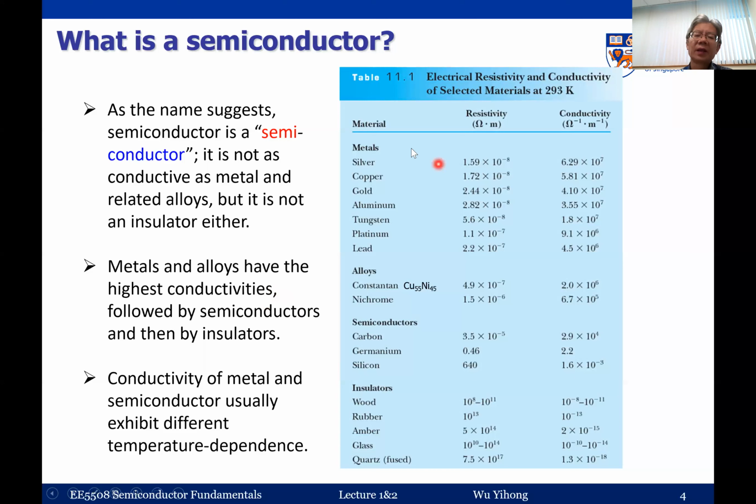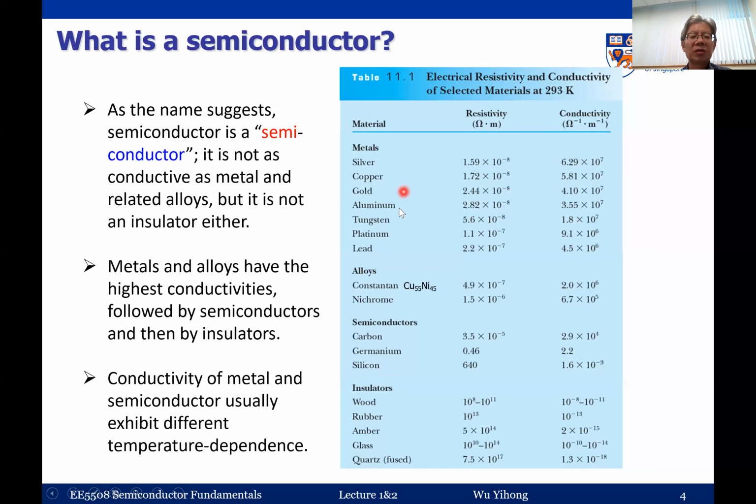If you look at the typical resistivity or conductivity of a selected group of materials, as you can see here, for metal, we have silver, copper, gold, and aluminum. These are very good conductors. If you look at resistivity, it's very low, and the conductivity is very high. And then we have other metals which are conductors as well, but definitely not as conductive as this group of materials. We'll not go into details, but all this depends on the carrier scattering process inside these different types of materials.